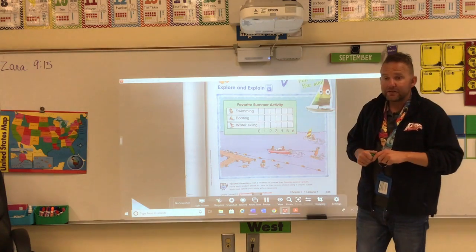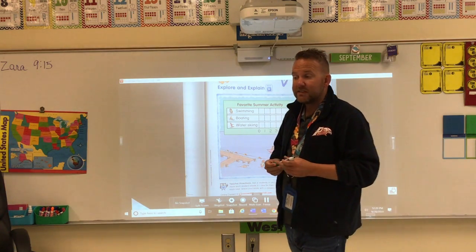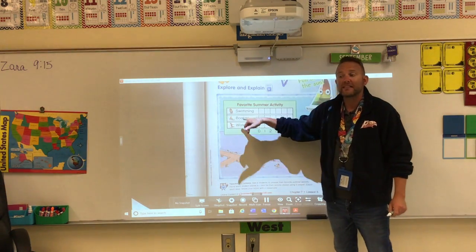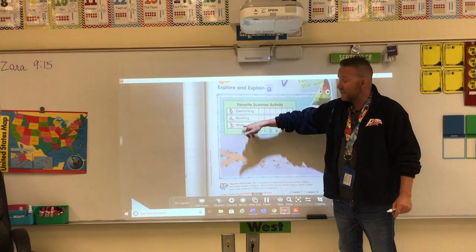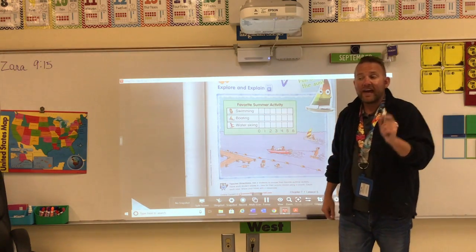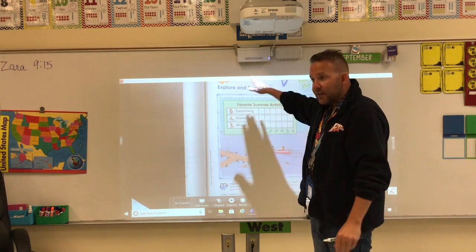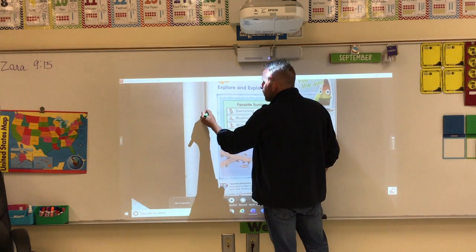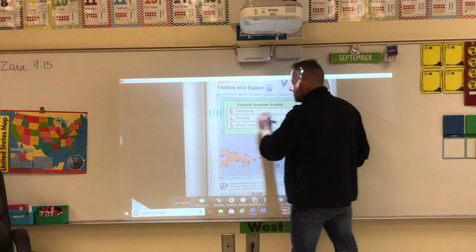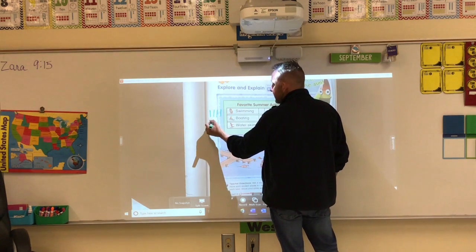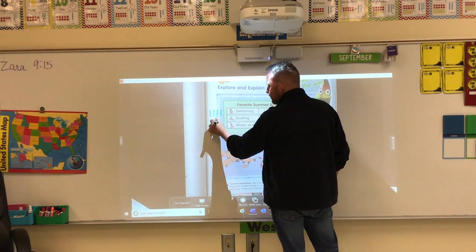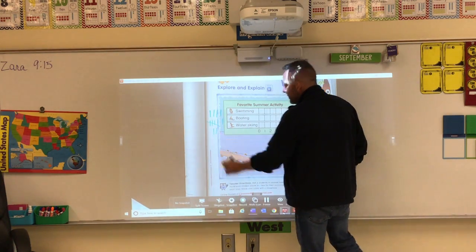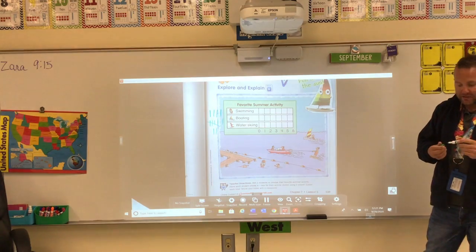So, I interviewed some friends in this hallway, some teachers, okay? And I asked them which one was their favorite activity, swimming, boating, and water skiing. Now, when you ask someone a question, they can only choose one answer, okay? All right, so I had 4 friends that chose swimming. I had 6 friends that chose boating, and I had 2 that chose water skiing. Okay, do you see that?